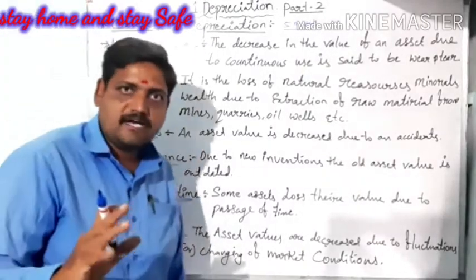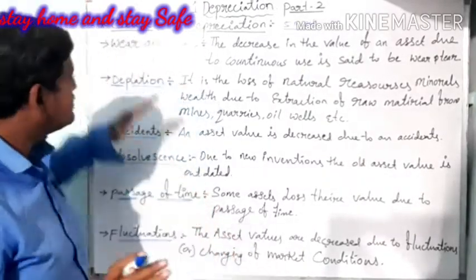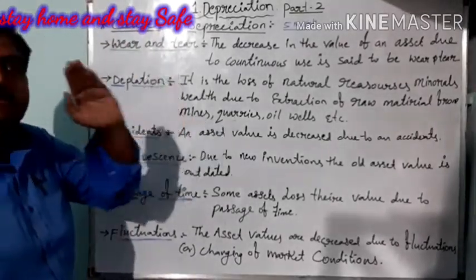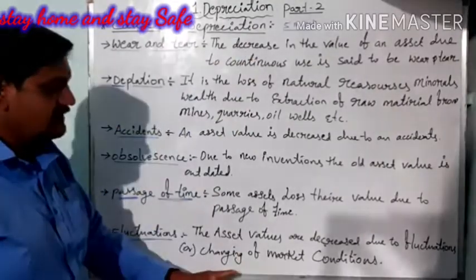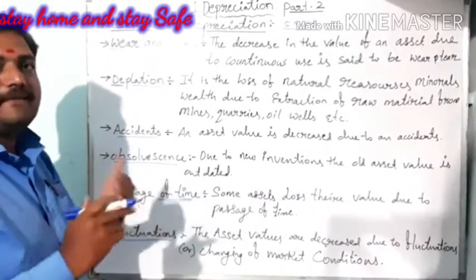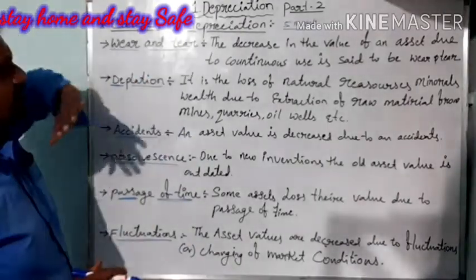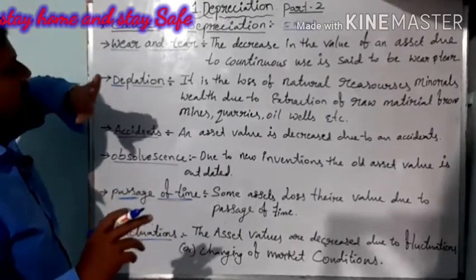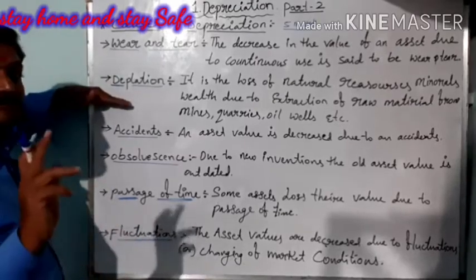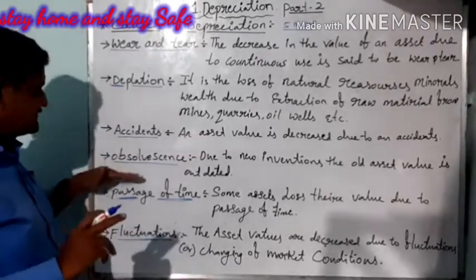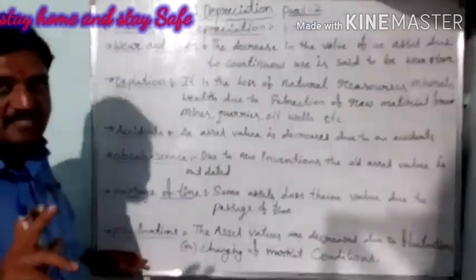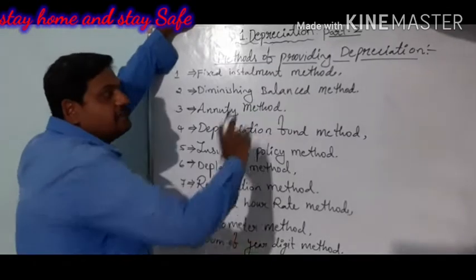Okay. Understood now? So these are the major causes of depreciation. It is very important for you. Just listen carefully and note it directly in your notes. It is better for you to remember the same thing again and again. So once again I am going to explain the major causes of depreciation. First one is wear and tear. Second one is depletion. Third one is accidents. Fourth one is obsolescence, then passing of time, fluctuations. Methods of providing depreciation.